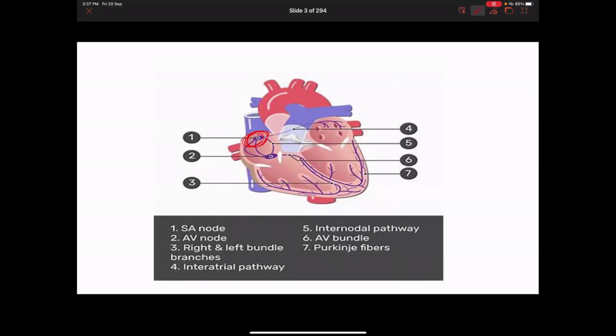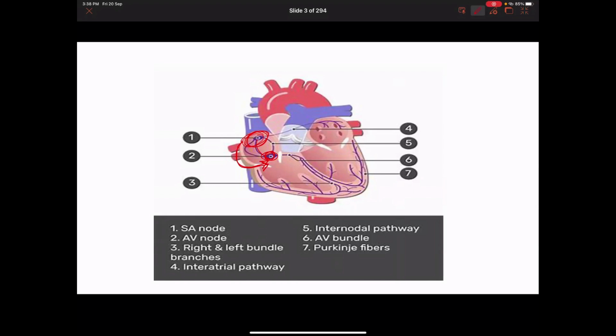After the SA node sends the impulse, it's going to go to the AV node. Now, there is a delay in the conduction from the SA node to the AV node, and the reason for this is that we do not want the ventricles to contract right after the atria contracts. We want the ventricles to have time to fill in properly with the blood, and then for them to contract and pump the blood to the rest of the body. So there is a slight delay from the conduction from the SA node to the AV node, okay?